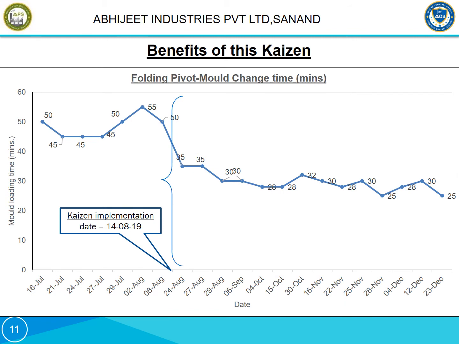Here in this slide, we can see that the average mold changing time, which was earlier around 50 minutes, has reduced to approximately 30 minutes by implementing this Kaizen. This is because the manual ejector rod assembly and setting is now no longer required.